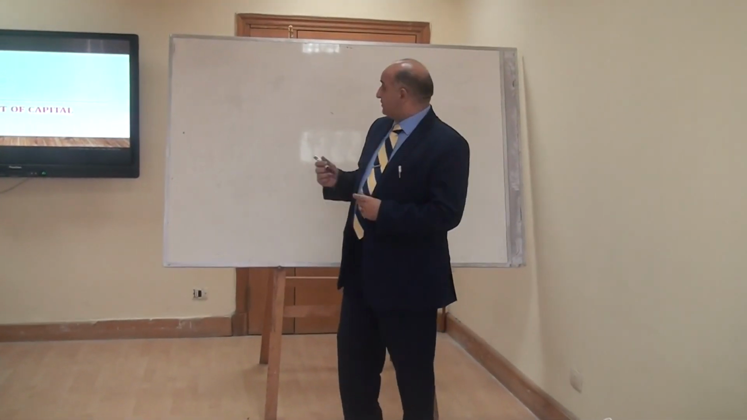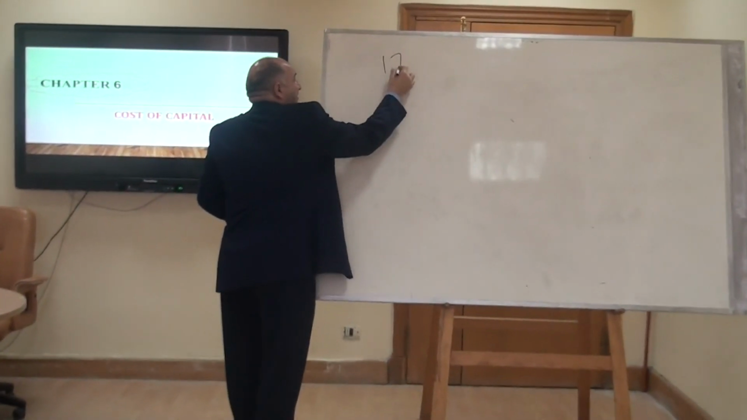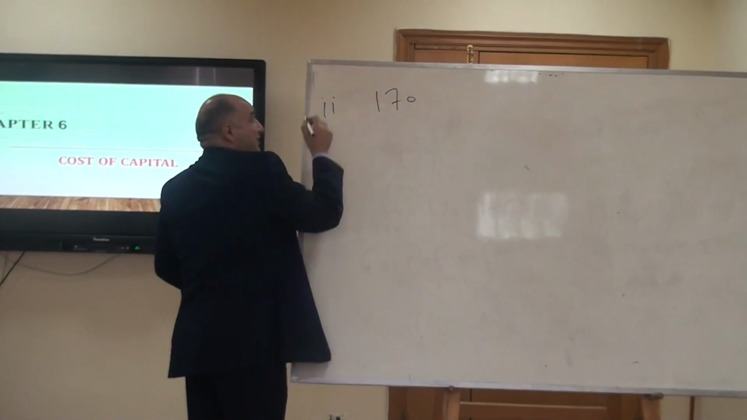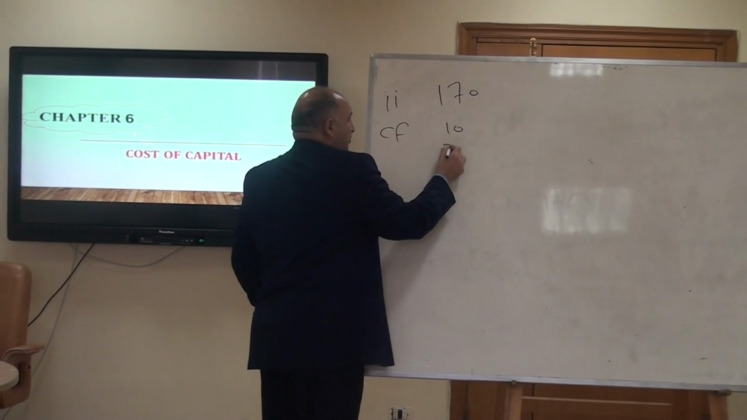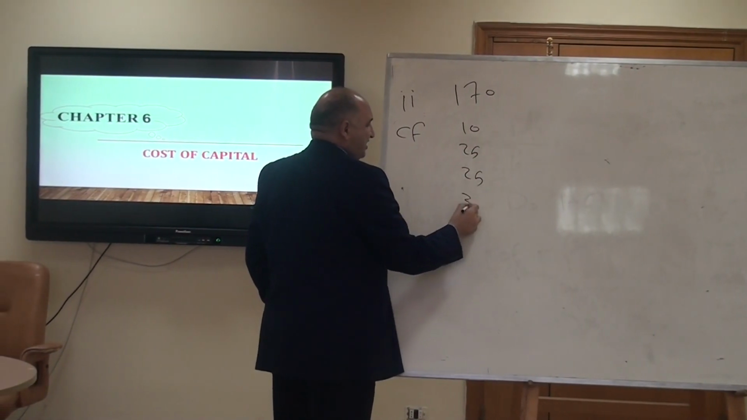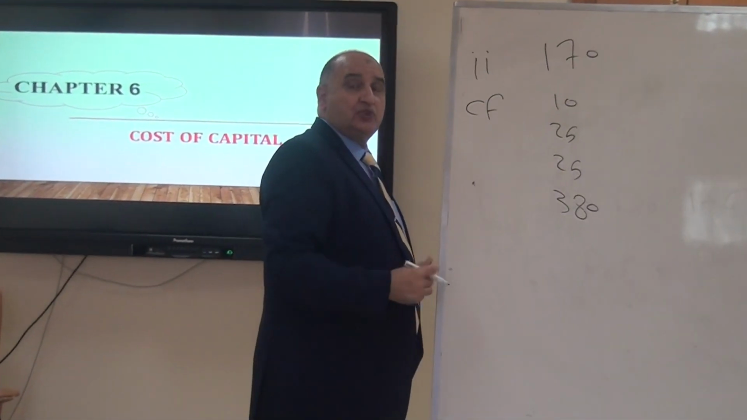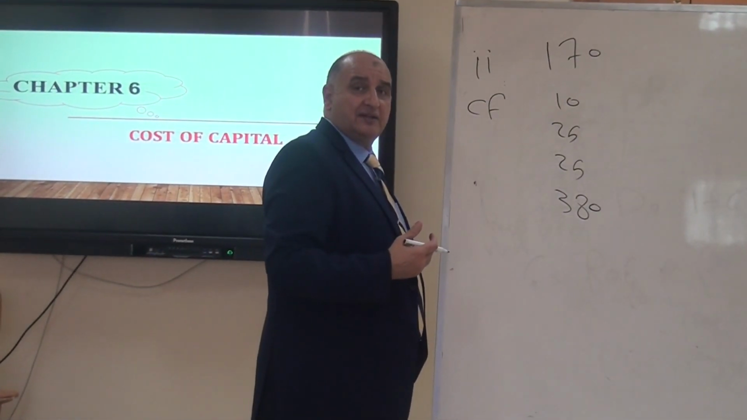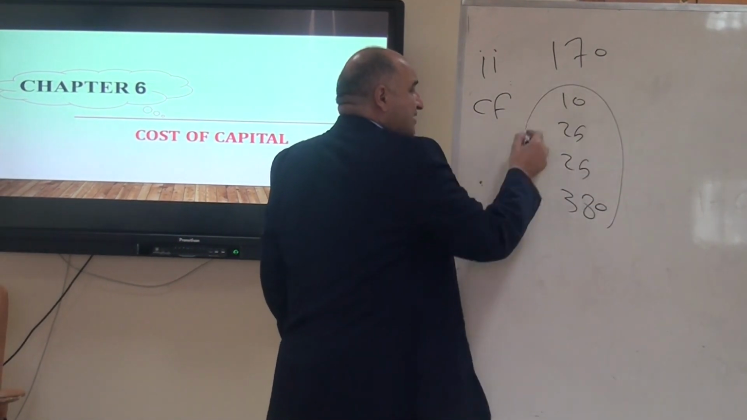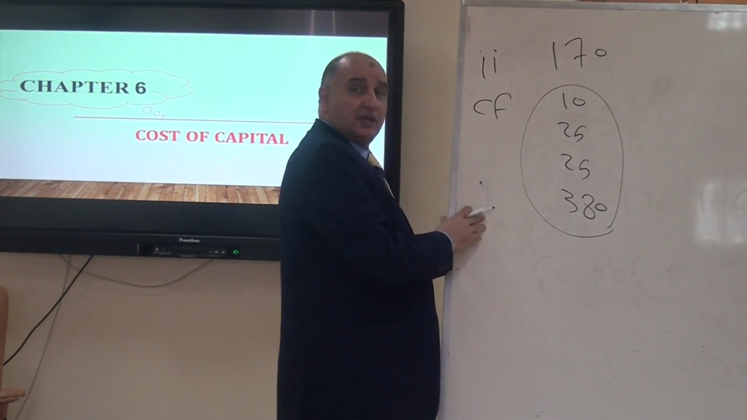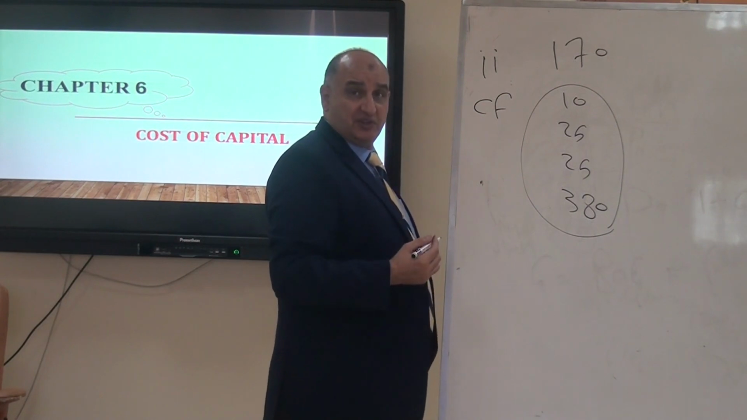As you may remember, last lecture we had the initial investment equal 170 and cash flows equal 10, 25, 25, 380. To calculate the net present value, you have to calculate the present value of the cash flow and deduct the initial investment to get the net present value.